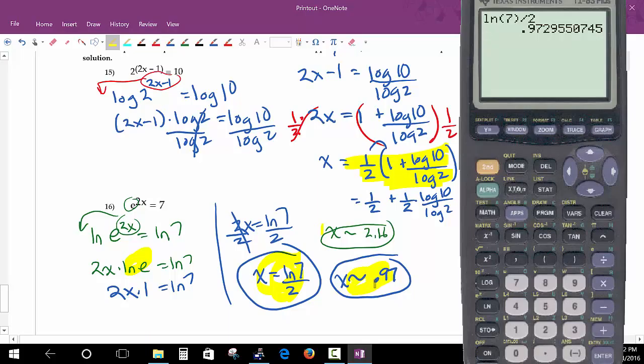It can be checked in your calculator real easily by just going second ln and then do 2 times the answer because you're doing e to the 2x. So you do 2 times 0.97 like that. And notice when I do that, that gives me pretty close to 7. Okay, like that. All right.